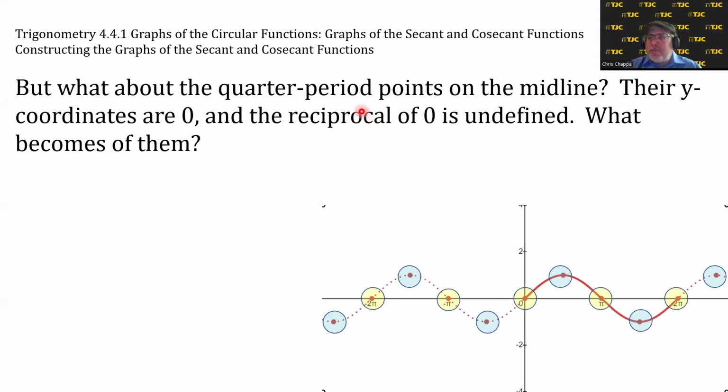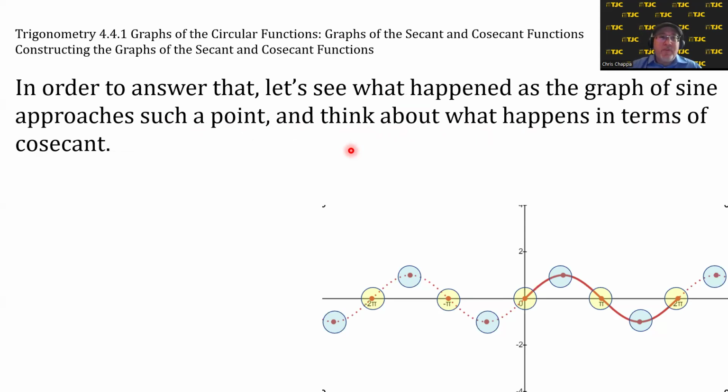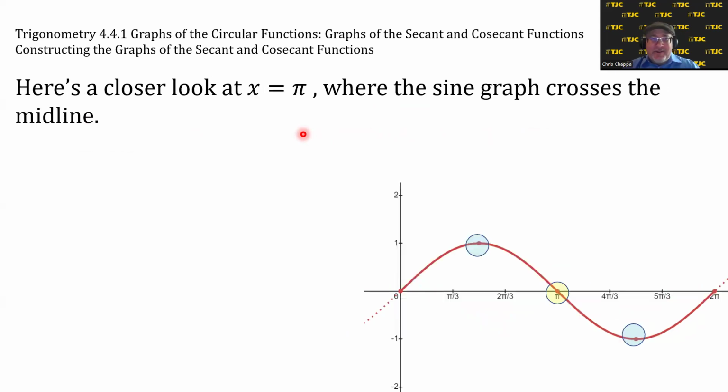But what about the quarter period points on the midline? The y-coordinates are 0 and the reciprocal of 0 is undefined. What becomes of them? Well, if you saw the video about tangent and cotangent, you already know how this goes. In order to answer that, let's see what happens as the graph of sine approaches such a point and think about what happens in terms of cosecant. So we're going to get a little analytical here.